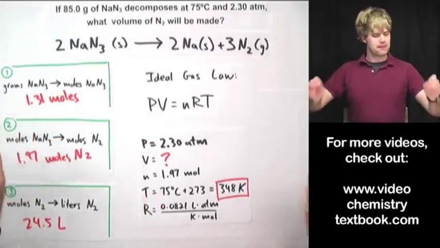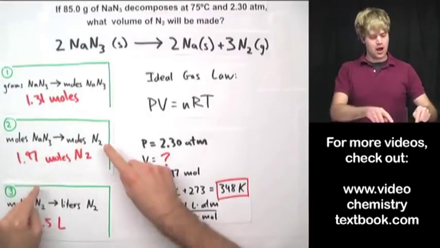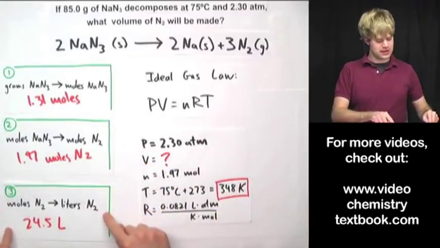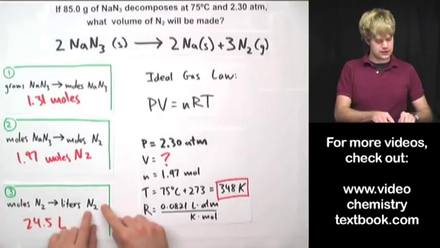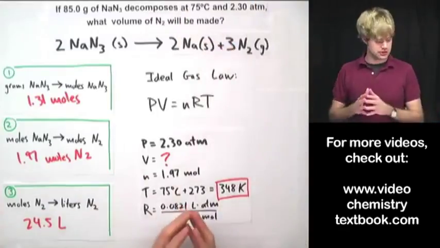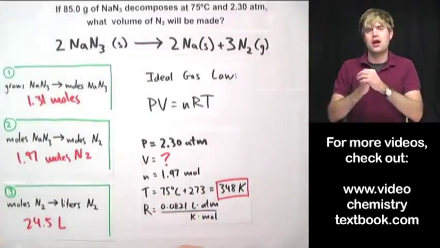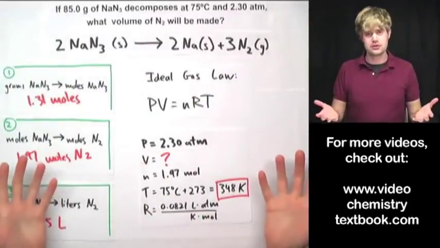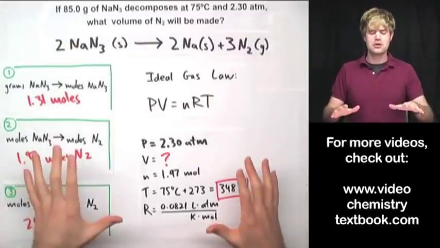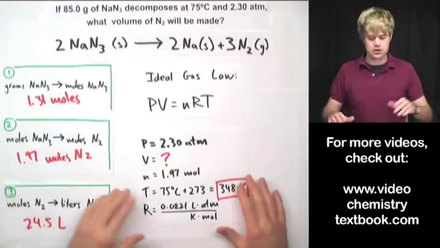So just once again, we started with the grams, went to moles, then moles of sodium azide to moles of nitrogen, and then because it wasn't at STP, we had to use the ideal gas law to find out how many liters that number of moles would take up at these conditions here. Now, this was one example of a gas stoichiometry problem. But when you're doing these yourself, you're never going to get the exact same problem that I've done here. So instead, I want you to think about the steps that I take and figure out how you can apply those steps to the problems that you're solving.